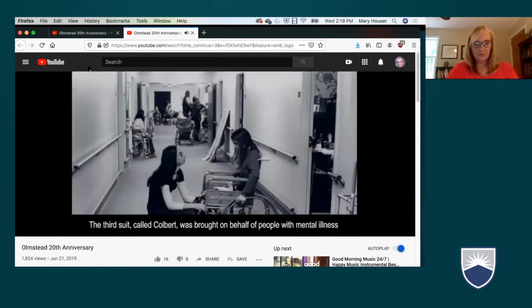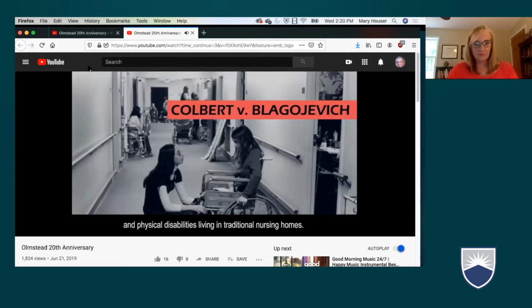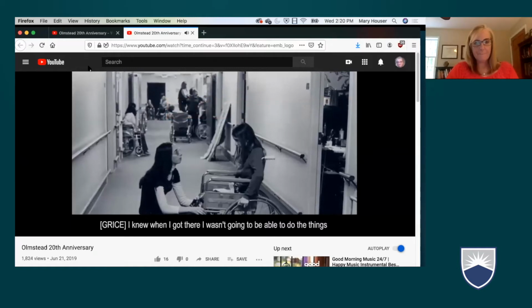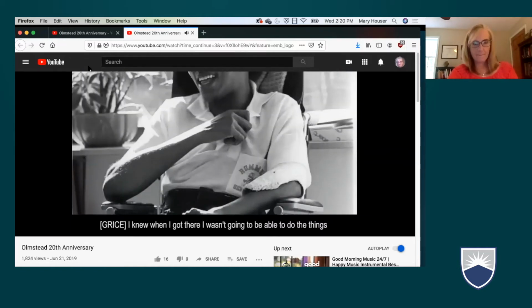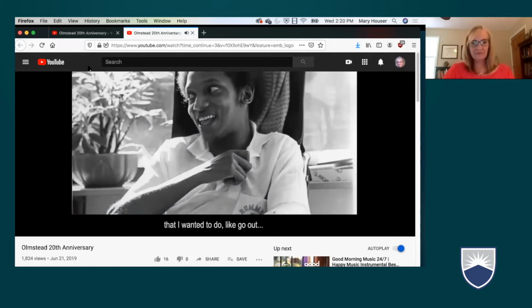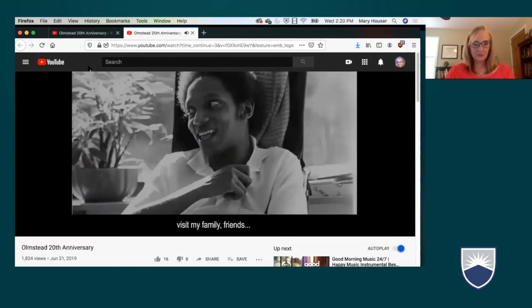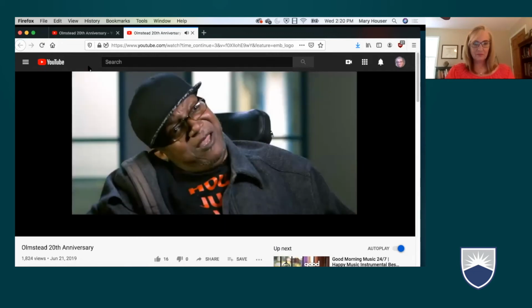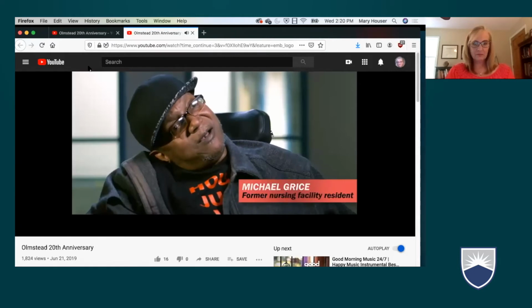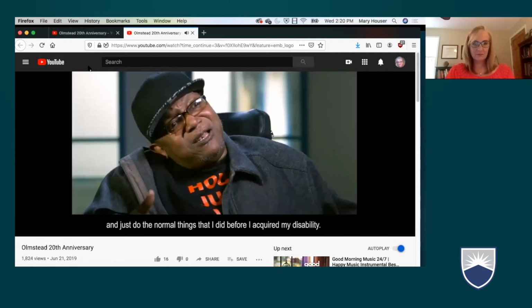The third suit, called Colbert, was brought on behalf of people with mental illness and physical disabilities living in traditional nursing homes. I knew when I got there that I wasn't going to be able to do the things that I wanted to do, like go out, visit my family, friends, eat what I wanted, go where I want, and just do the normal things that I did before I acquired my disability.